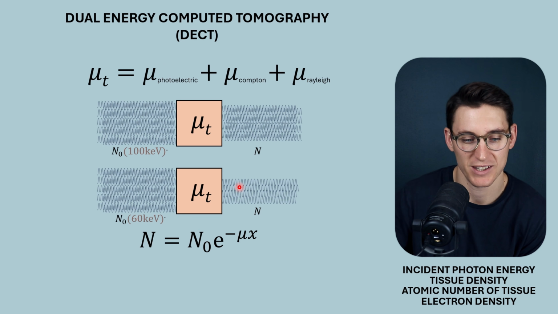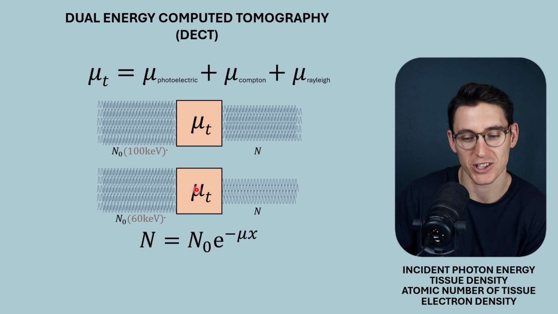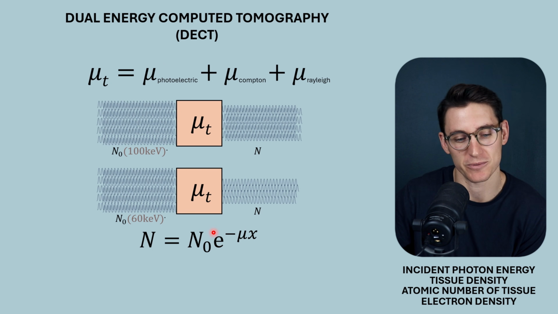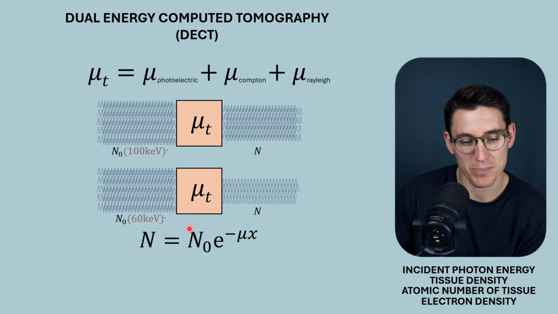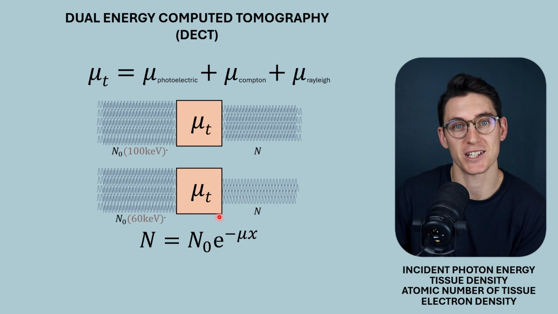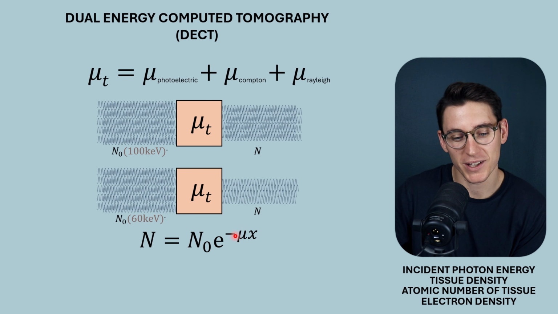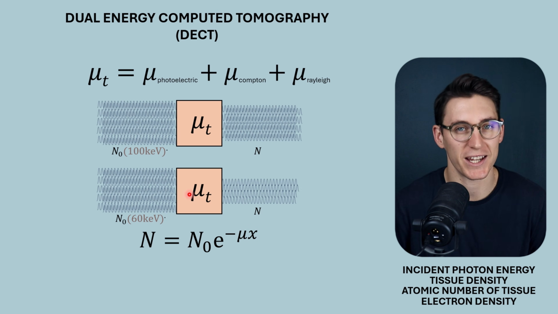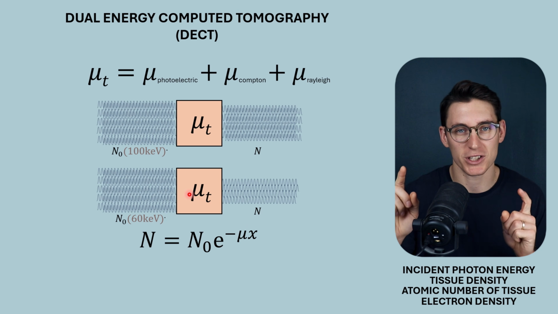Now this is incredibly important because you can see that changing the incident photon energy is going to change variables in this equation. We can keep the incident photon number here the same, but it's going to change our transmitted photon number. The distance that those photons are traveling through the tissue remains exactly the same. That means the linear attenuation coefficient of this tissue will change. Now that's the important part here.